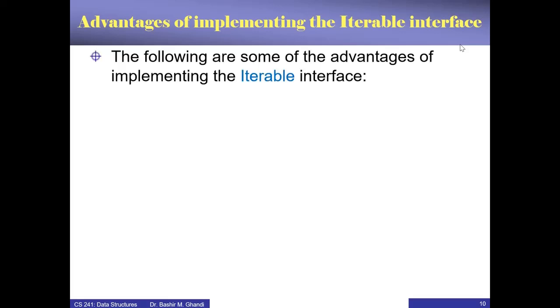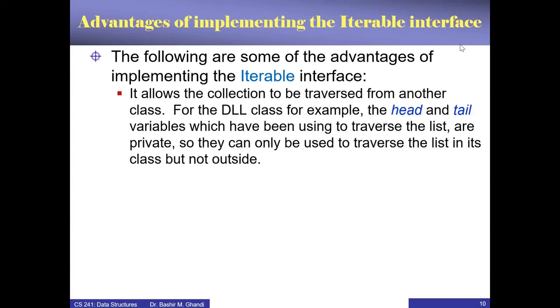The final point is, what is the advantage of implementing the Iterable interface? I'm just going to list some points to summarize the lecture. The following are some of the advantages of implementing the Iterable interface. Number 1, it allows your collection or your data structure to be traversed from another class.